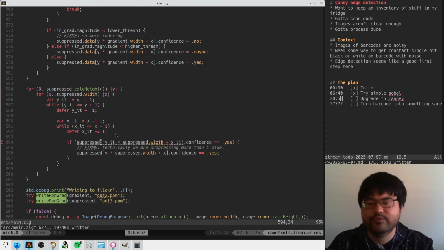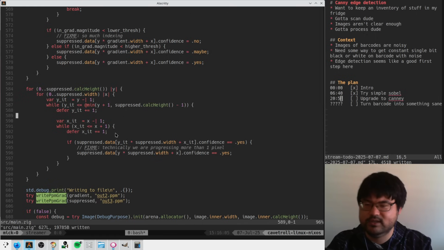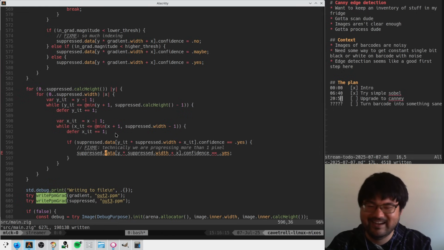So true right now. And then what is this thing upset about? And then here we're supposed to be like something like this. I don't know, man. This is a disaster, but we do need to make sure that we don't go out of bounds. Okay.